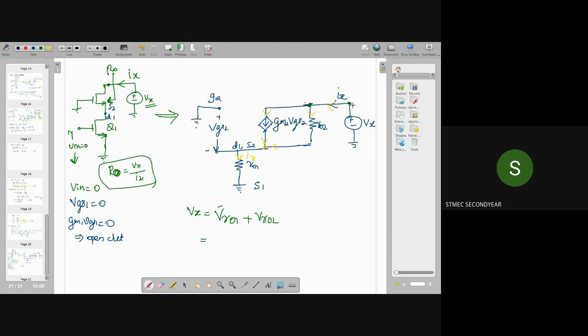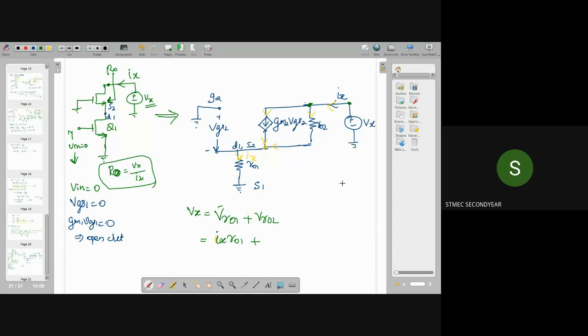So we can say this Ix will enter this node and the current will divide into these two paths. At this point, they combine together, and the current flowing through R01 is equal to Ix itself, right? So V R01 is equal to what? I into R, that is Ix into R01. So Vx will be equal to Ix into R01, V R01 plus V R02.